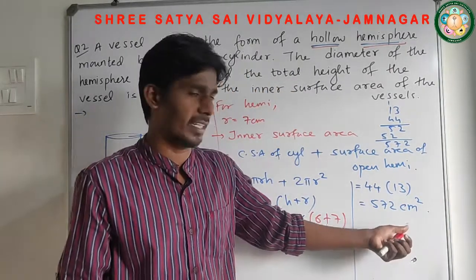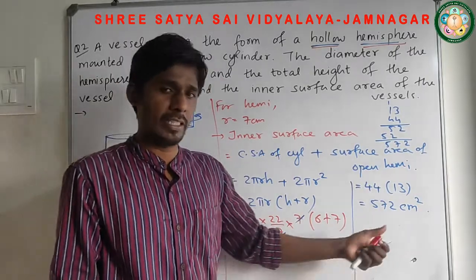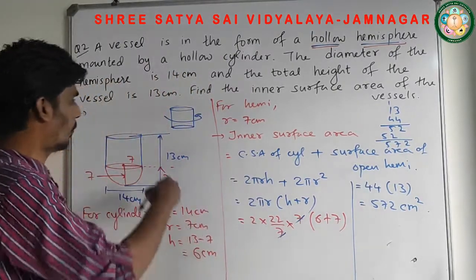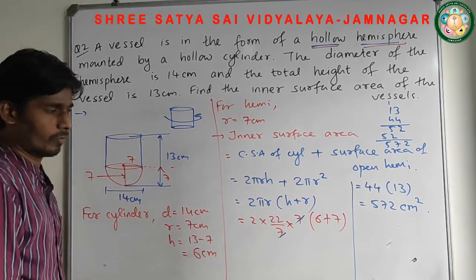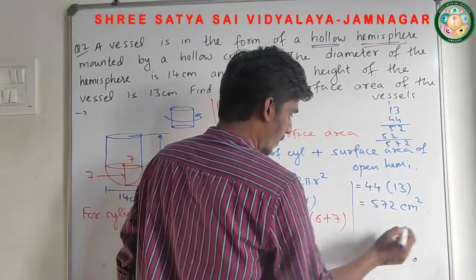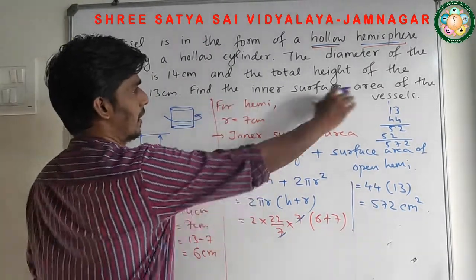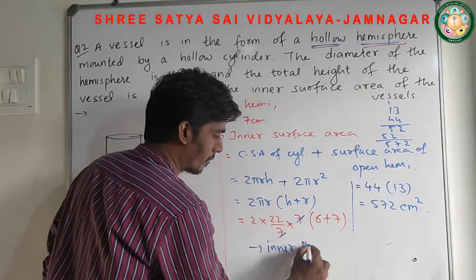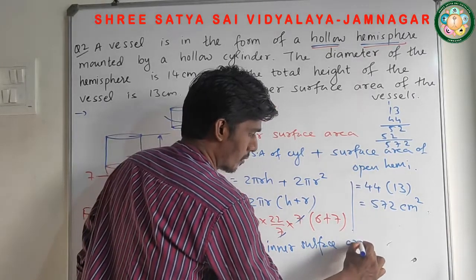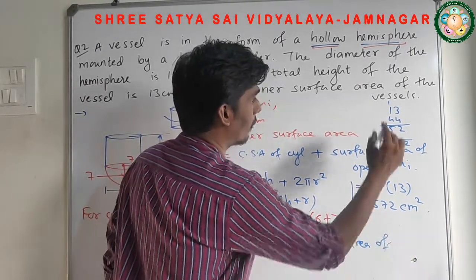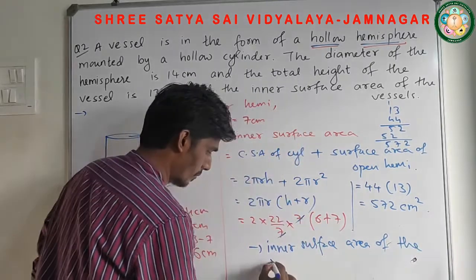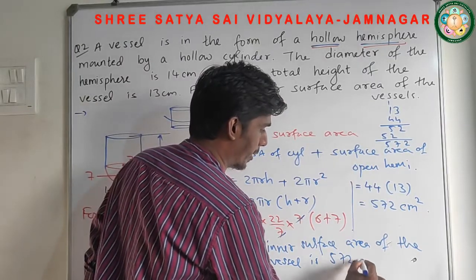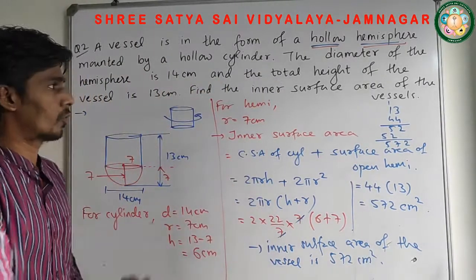As you are finding the surface area, here it will always be square. If it is of volume, then it will be cube. So this is the total surface area of what? Cylinder and hemisphere together. As I told you, always write down the final answer with a statement. So write down: inner surface area of the vessel is 572 centimeter square. So this is the way we can solve.